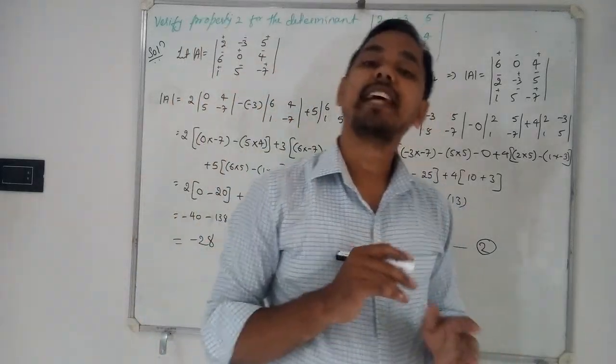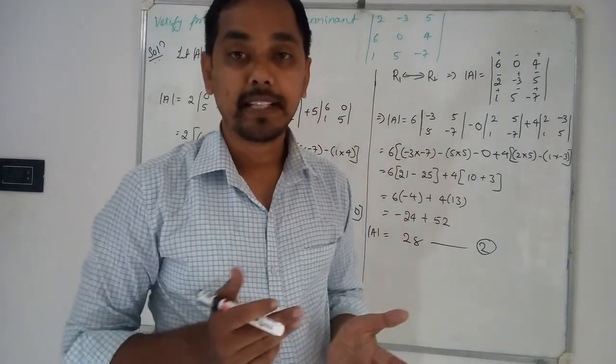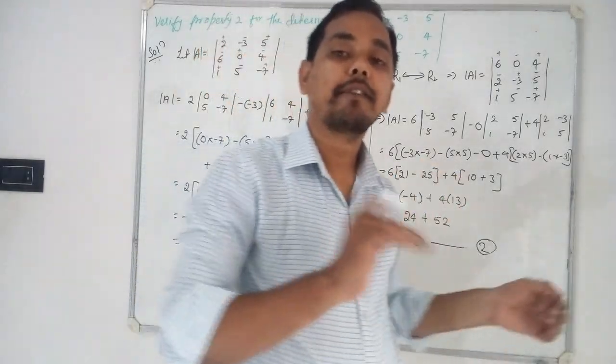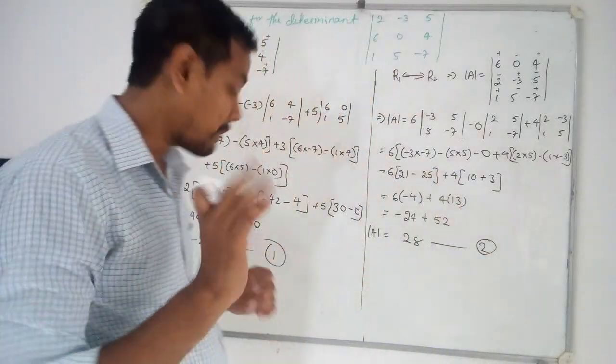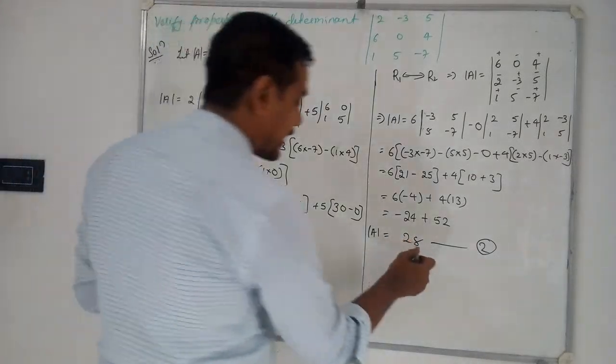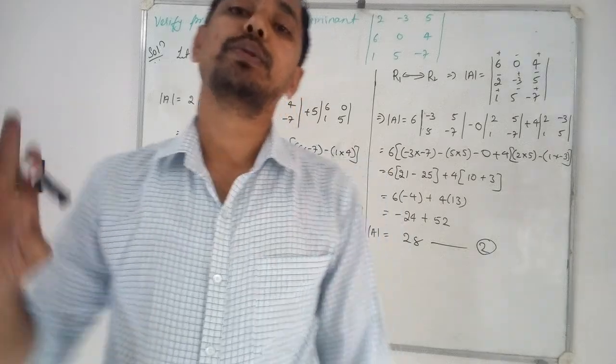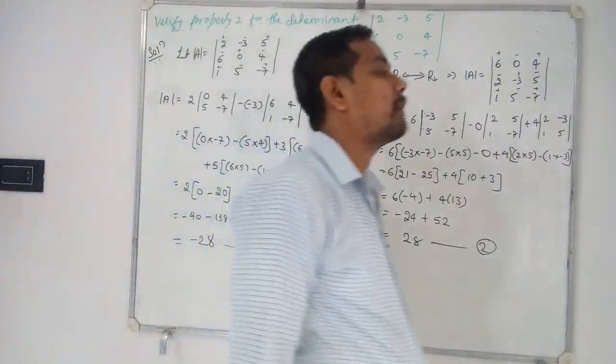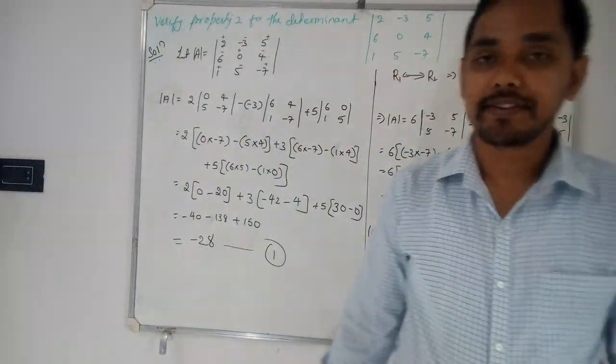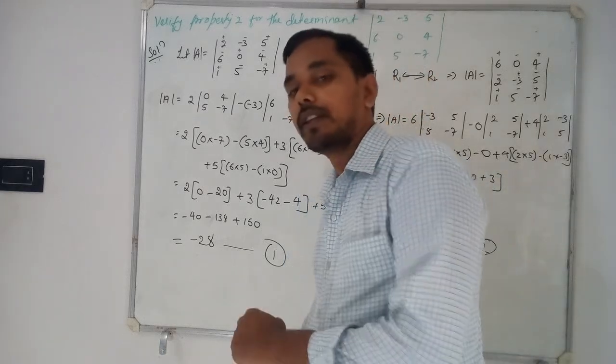But what about its sign convention? That will reverse. If it is plus, it becomes minus. If it is minus, it becomes plus. But magnitude will remain same. 28 and 28. Here 28, here 38. You cannot get those types of values. Magnitude remains same, but sign convention only reverses. Is that clear? I hope the things are clear.